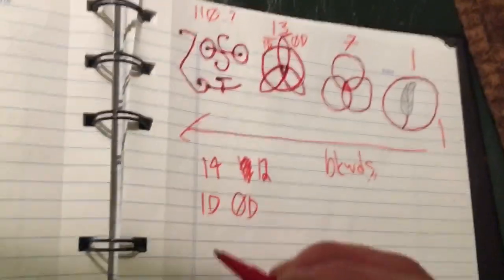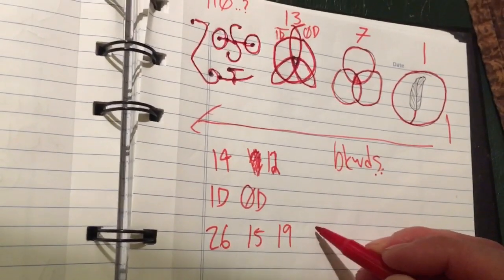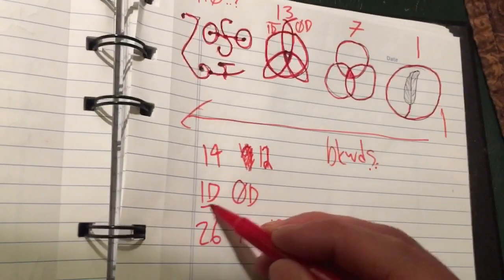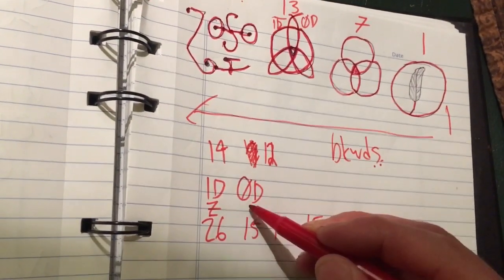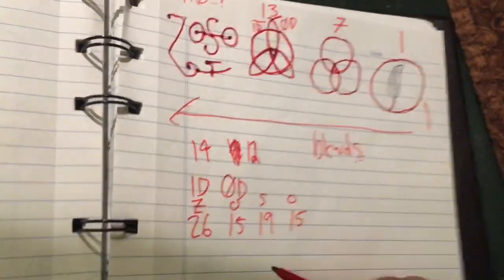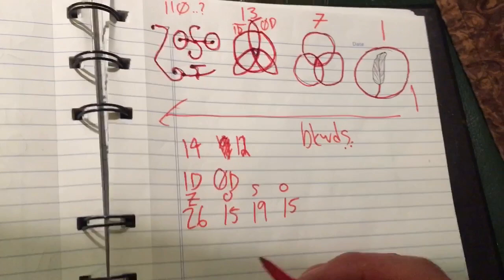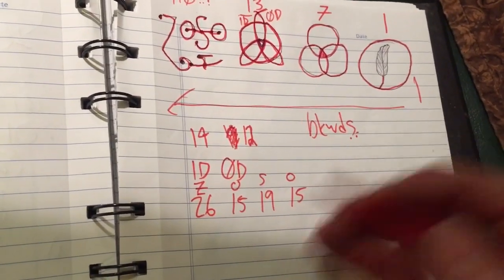Okay, what are the letters? Okay, so we got 26, we got a 15, we got a 19, and we got a 15. For your Z, O, S, O. Whatever the hell that means, and why they wrote that, is beyond me. Like, okay.